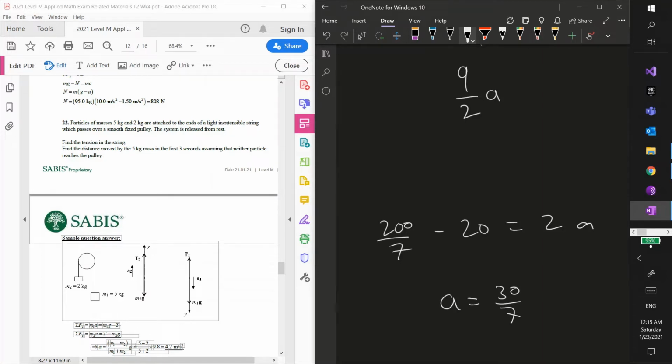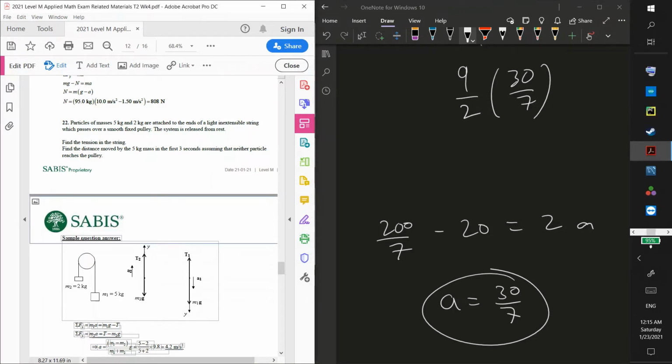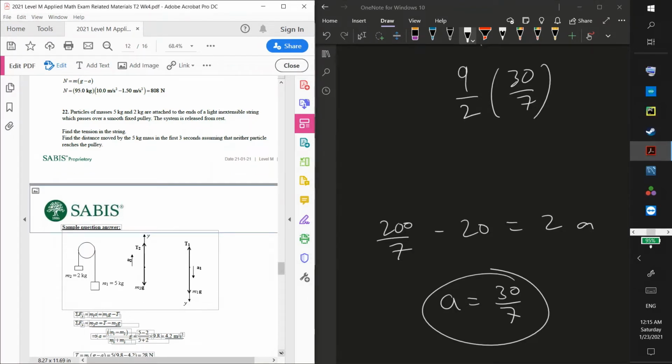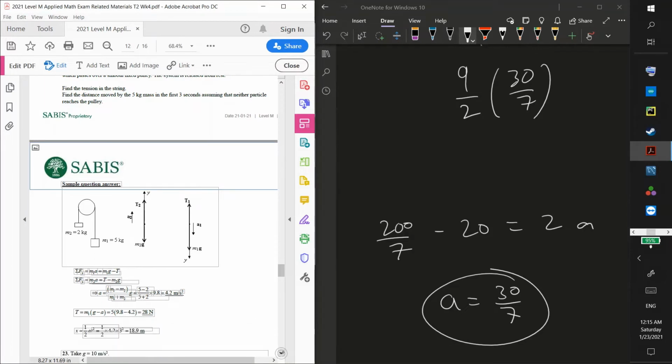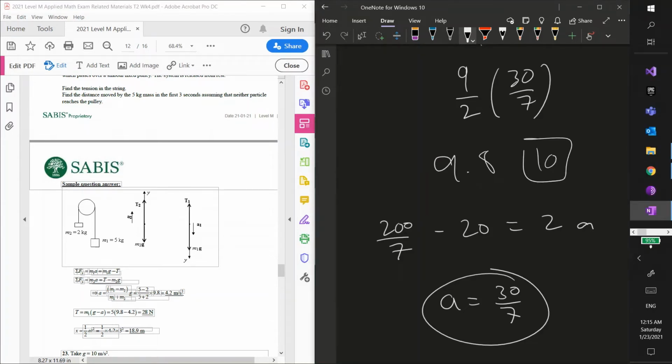Now in the exam, you're not going to do all of these steps. You're probably going to be faster, hopefully. So we found a. Let's input a over here, 30 over 7. Use a calculator. The answer is equal to 19.28 meters or something. What's their answer? 18.9. The reason why we got different answers, again, is because they used 9.8 and I used 10 for g. But yeah, we're done.